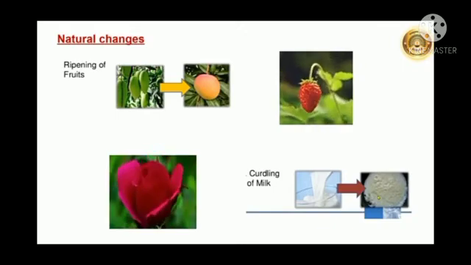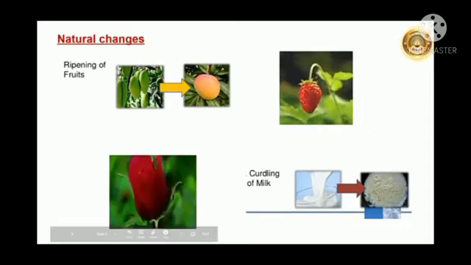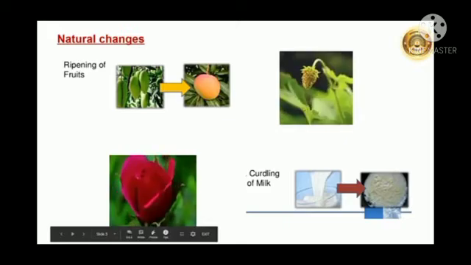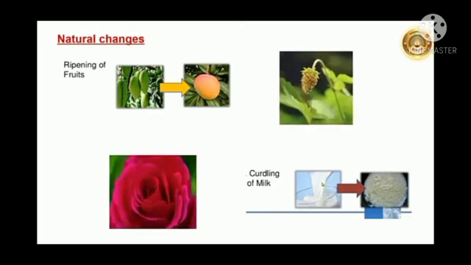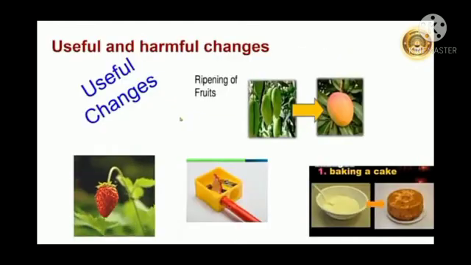Some of the above changes occur of their own accord or they occur naturally. Can you name them? Changes like ripening of a fruit, spoiling of milk, etc. occur naturally. These are called natural changes, whereas some changes are man-made. Many changes such as sharpening a pencil, baking a bread, cooking food, etc.